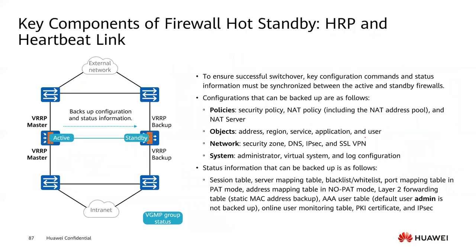And another key component of the firewall hot standby is HRP and the heartbeat link. To ensure successful switchover, key configurations, commands, and status information must be synchronized between the active and standby firewalls. Configurations that are backed up are as follows: policy, object, network, system. For example, the firewall has security policies, NAT policies, and NAT services. All the policies will be synchronized. Objects means all the objects that you can use to configure the NAT policy or the security policies, for example, address, service, application, and user.